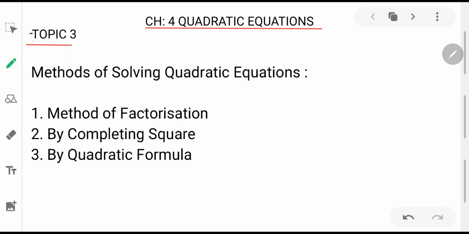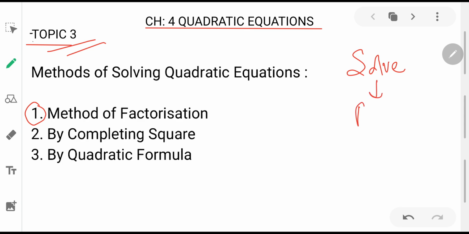So today we'll do topic 3 of quadratic equations, which is solving a quadratic equation by the method of factorization. Solving a quadratic equation can be said with the help of three names. If you are asked to solve a quadratic equation, that means you need to find the value of the variable of the quadratic equation.